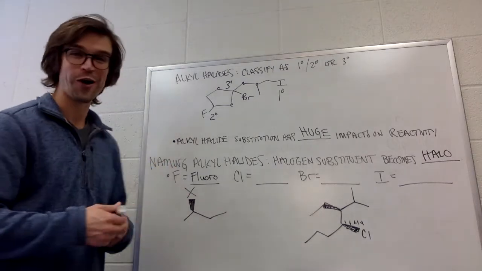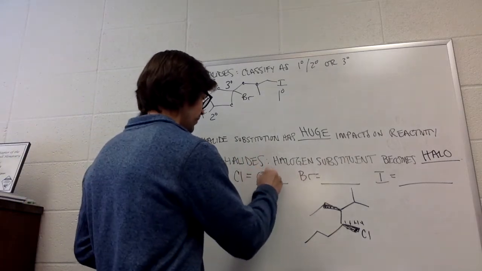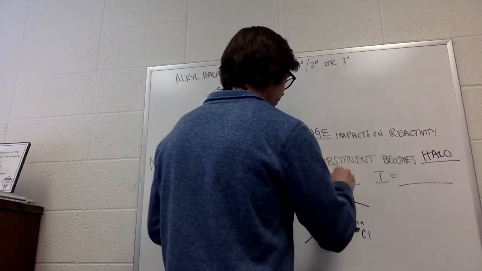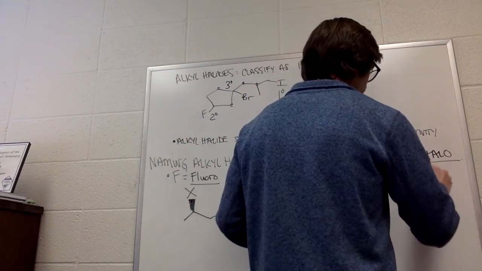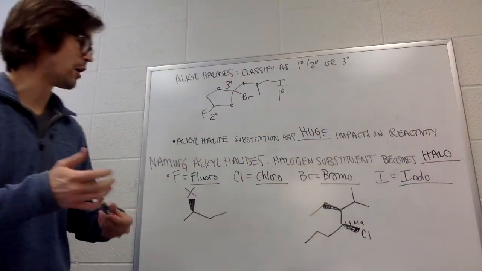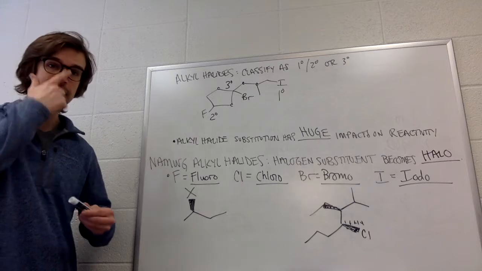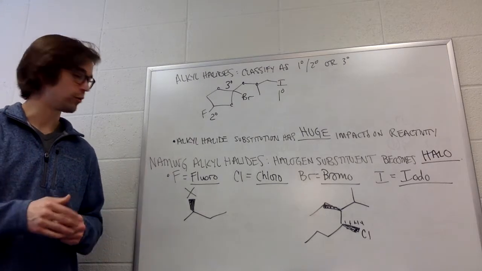Okay, fluoro would be for fluorine. Chloro would be for chlorine. Bromo is for bromine. And iodine is iodo. So that's how we name these halogens as a prefix as part of a larger organic molecule.